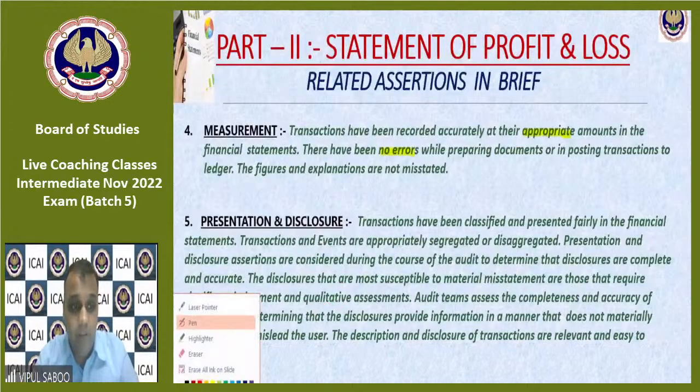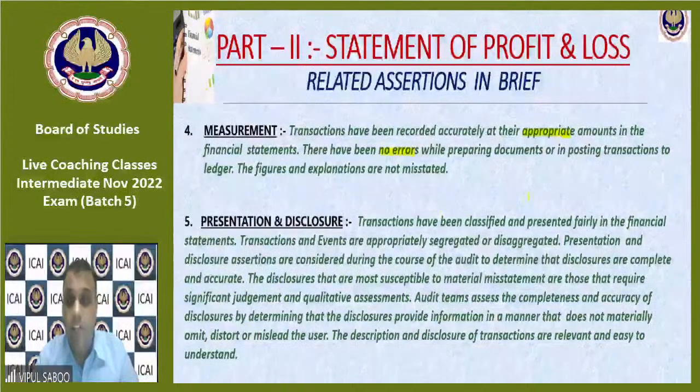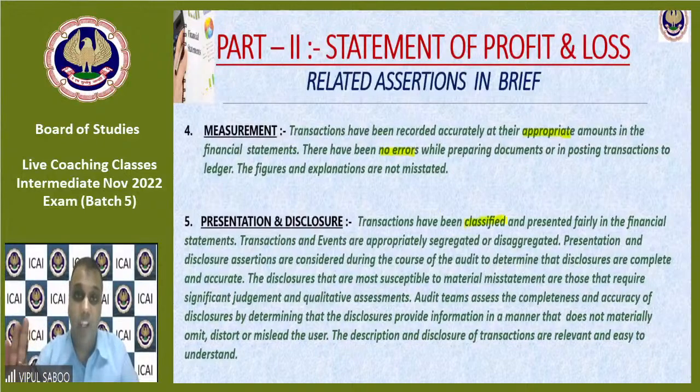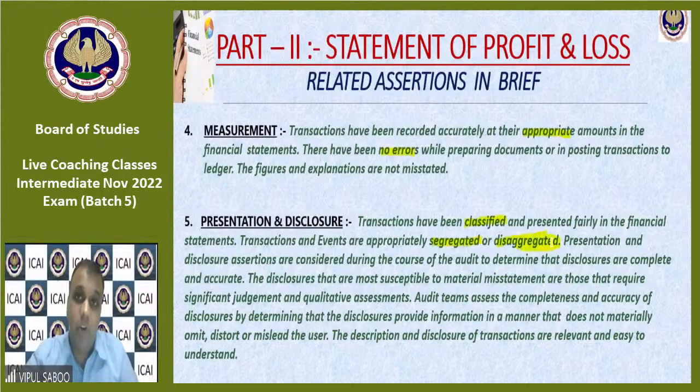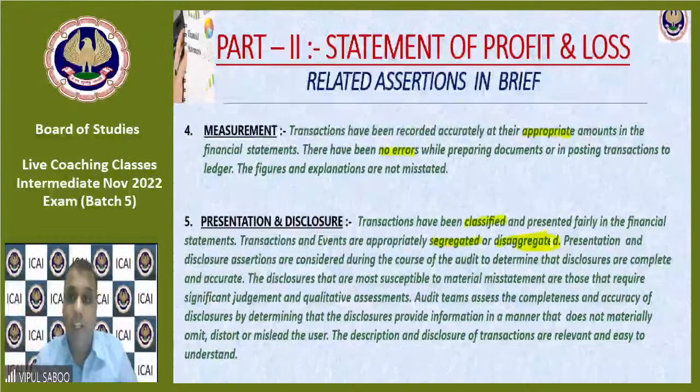Presentation and disclosure. So transactions have been classified: direct expenses under direct, indirect expenses under indirect. There was always a confusion when you used to prepare final accounts: where will wages come, where will salary come? If it was wages, you put it in the trading account. If it was salary, you put it in indirect expenses in the profit and loss account. The same is the case here. Presentation and classification should be proper. They should be properly segregated or disaggregated. If something requires disaggregation, its components need to be listed, with a proper heading.